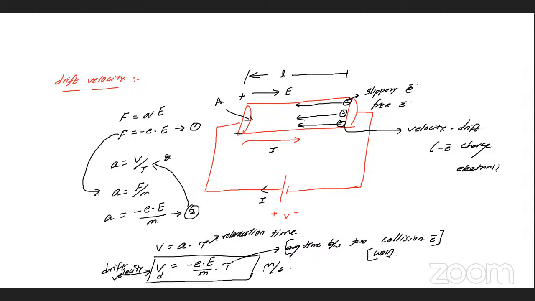So let's see next. Next, we'll discuss your current. Let's see the relations. Go to the next page. The next topic is the relation between electric current and drift velocity. Let's see the relations, with the same example.